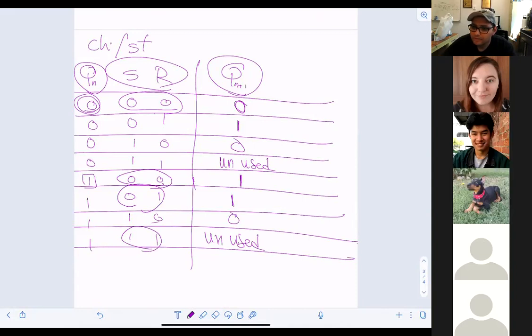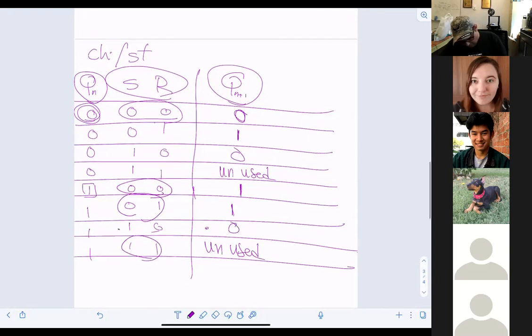Professor, I'm sorry, I'm not seeing how the row right above unused, how the Q turns back to 0. I'm a little confused on that. In which way? Which state? The second to last state. This one? Yes, that one exactly.